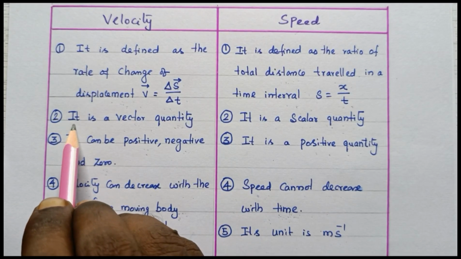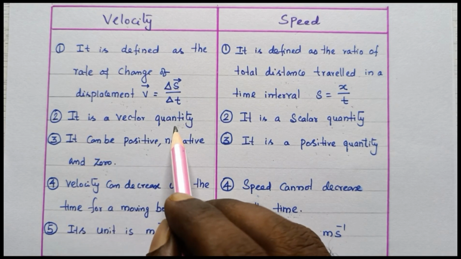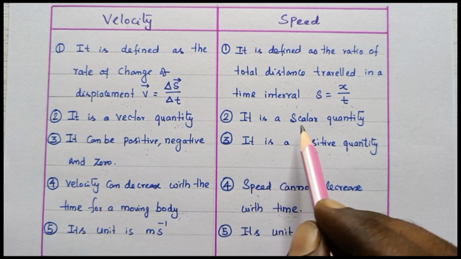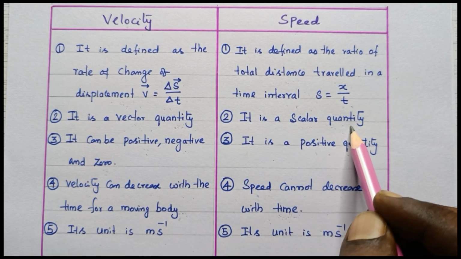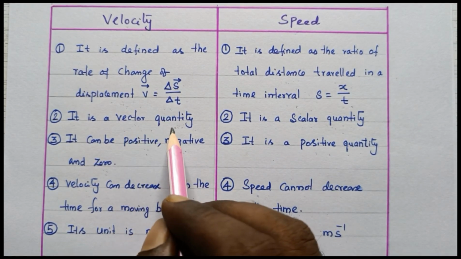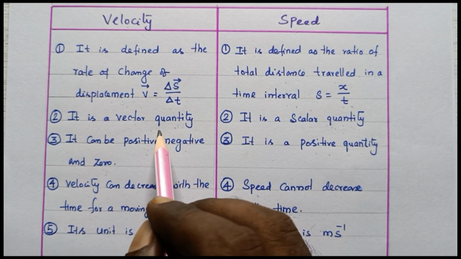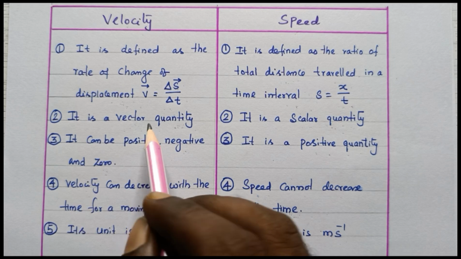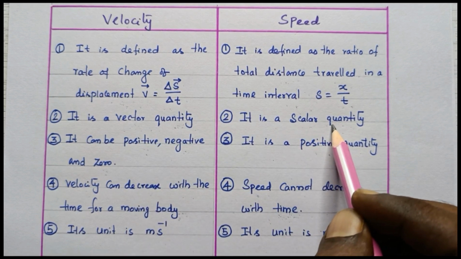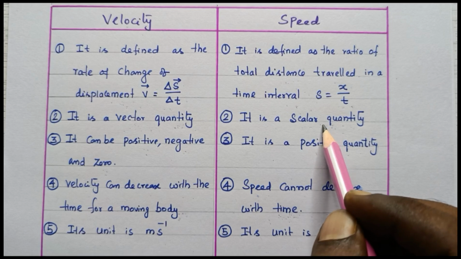Second point, it is a vector quantity. That is, velocity is a vector quantity. Speed is a scalar quantity. Vector quantity, scalar quantity na என்னன்னு தெரியும். Vector quantity is a quantity which is having both magnitude and direction. அதாவது velocityக்கு magnitude இருக்கும் direction இருக்கும். Speed is a scalar quantity. Speed has only magnitude, it does not have direction.